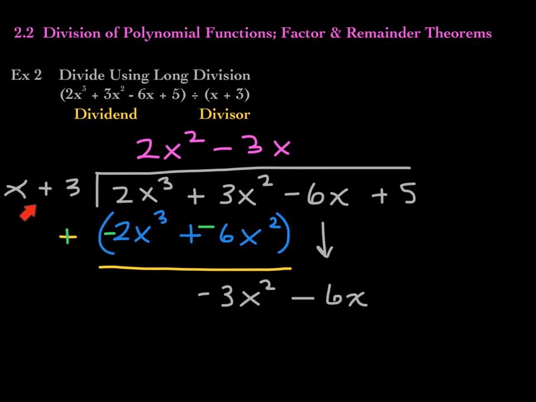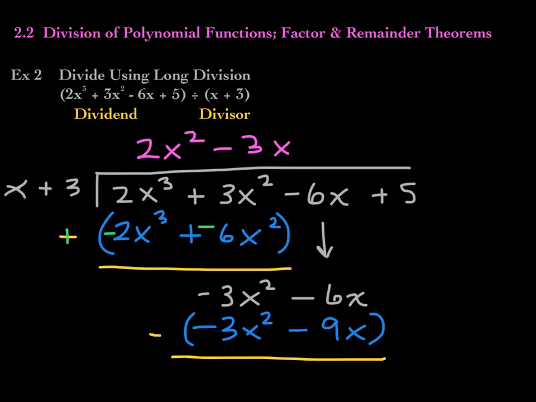It's now time to take each term in my divisor and multiply each term by negative 3x. x times negative 3x is negative 3x squared. And positive 3 times negative 3x gives you negative 9x. I strongly recommend you put parentheses here, and then we have to subtract, right? So I suggest you distribute this negative, which makes it addition of positive 3x squared and positive 9x. Watch your signs.